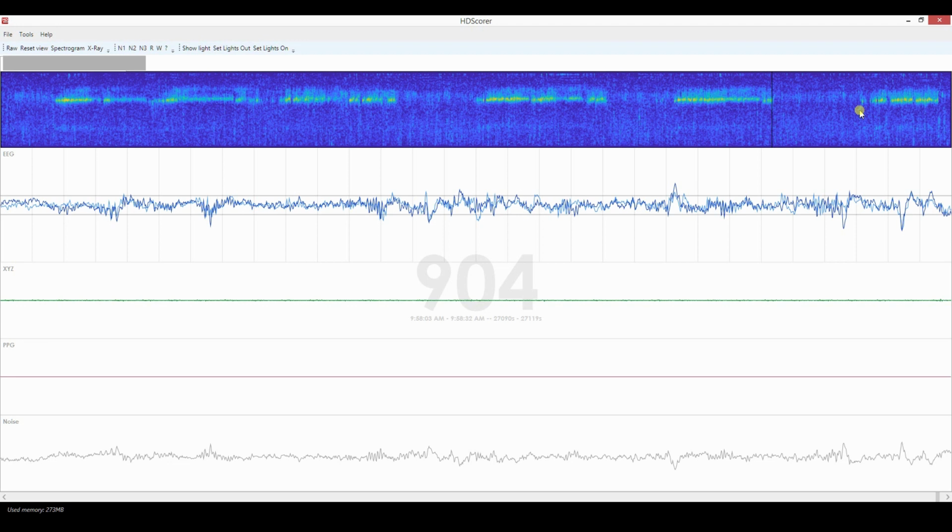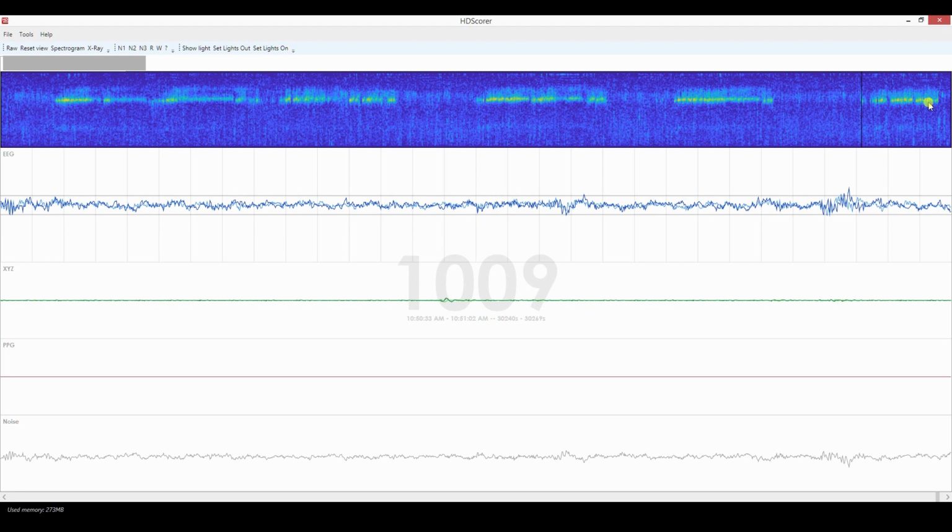You will most likely have sleep spindles, and you'll be able to see them, and they're going to look just about like the ones you're seeing on the screen right now.